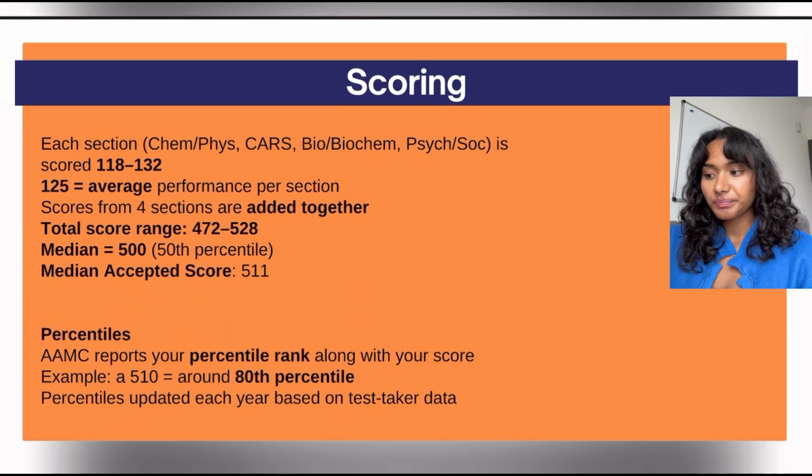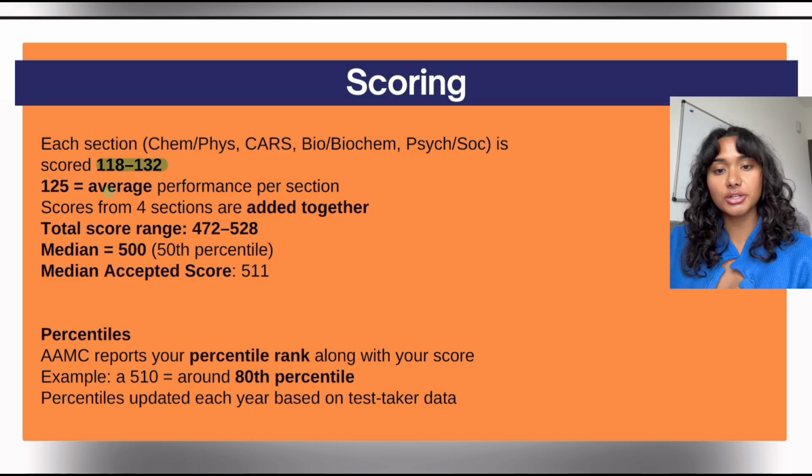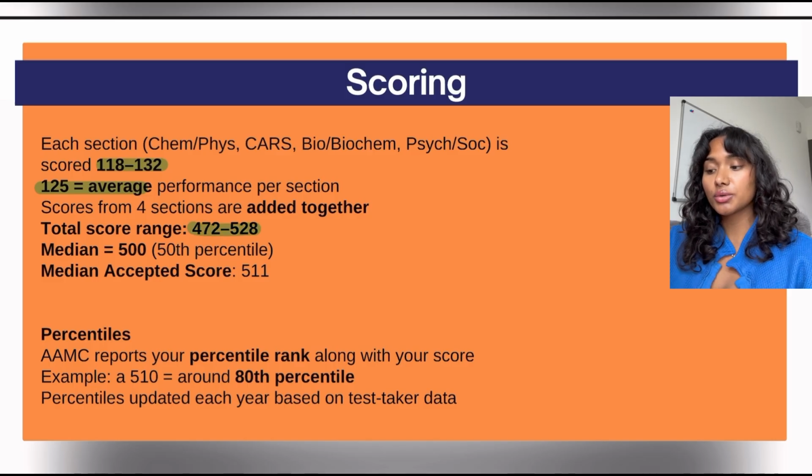Some scoring. Each section is scored from 118 to 132. The 125 is the average performance per section, and they total up all 4 of these scores. The total score range goes from 472 to 528, 528 being the highest, 472 being the lowest.